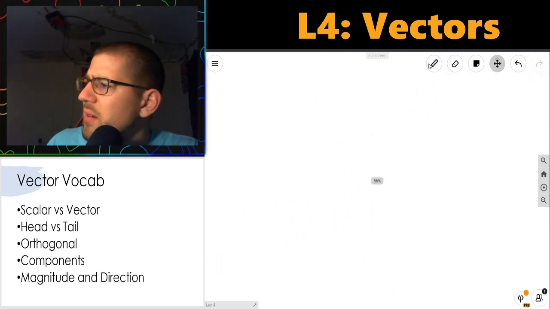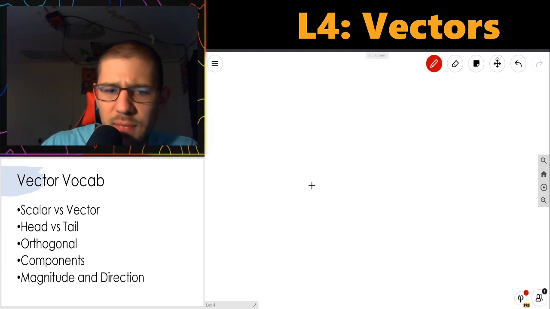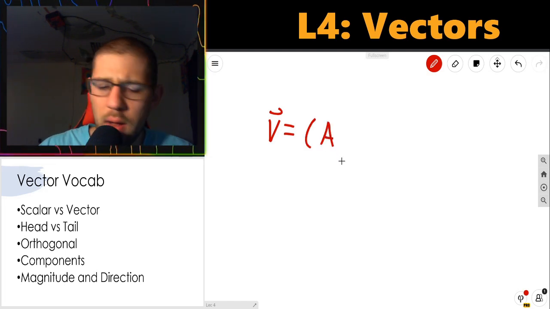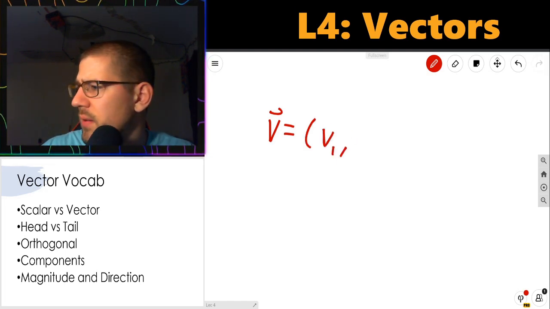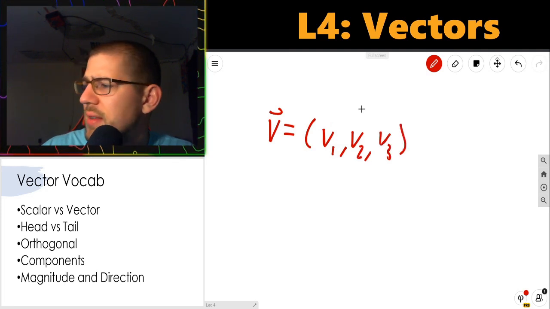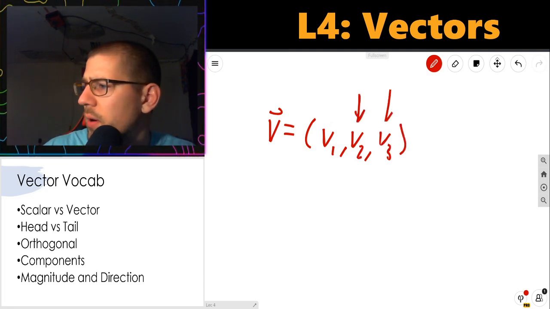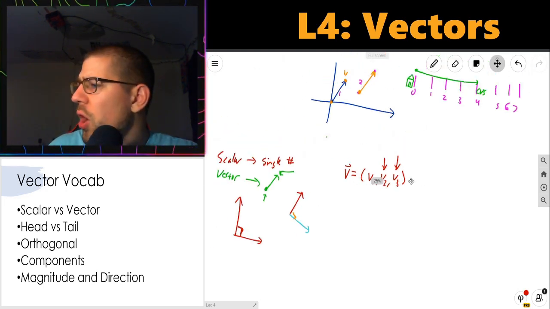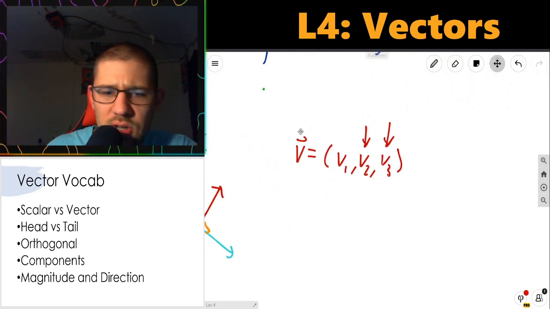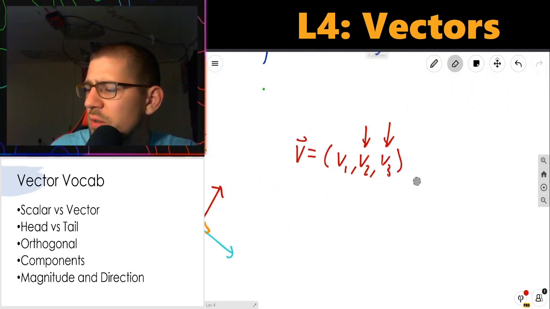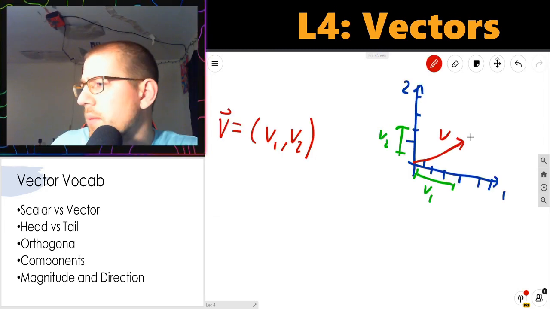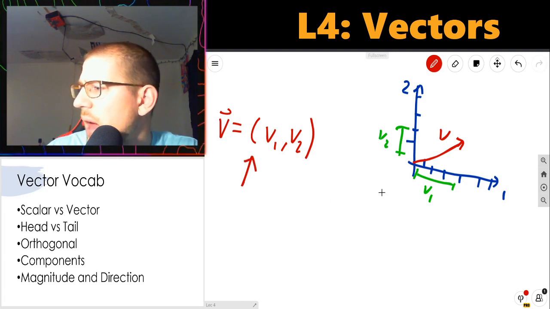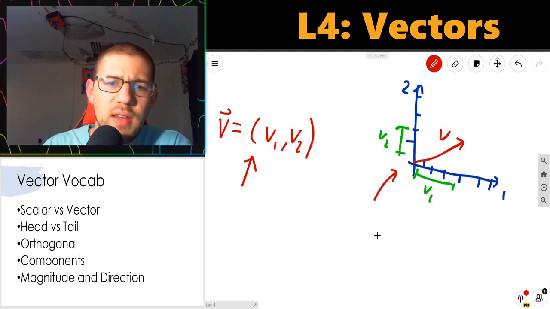I already mentioned the word component, but here's what a component is. If I have my vector, a component is one of the numbers inside the vector. I might say the second component is v2 here, the third component is v3, and so on. Next, I want to talk about how I go from the component representation to the magnitude and direction representation. On the left, I've got the component representation, and on the right, the graphical representation.